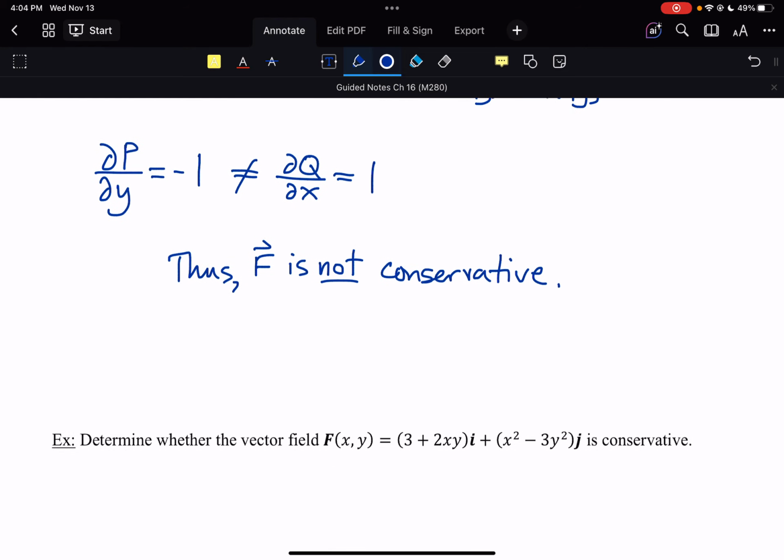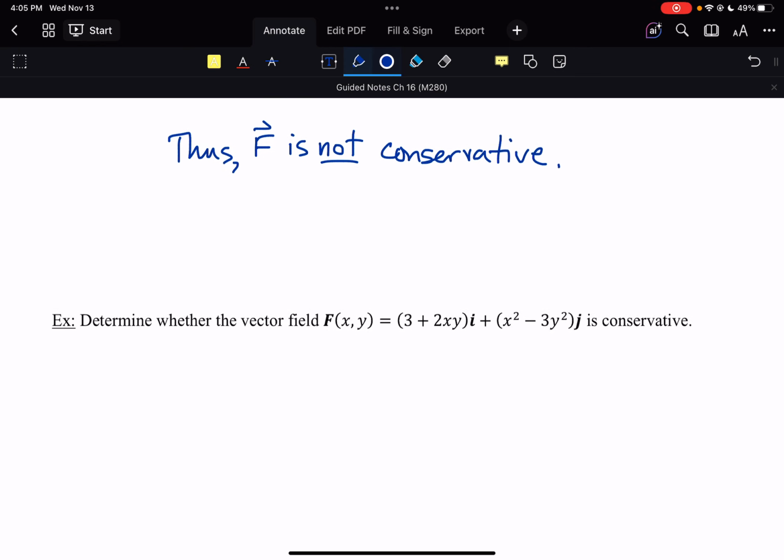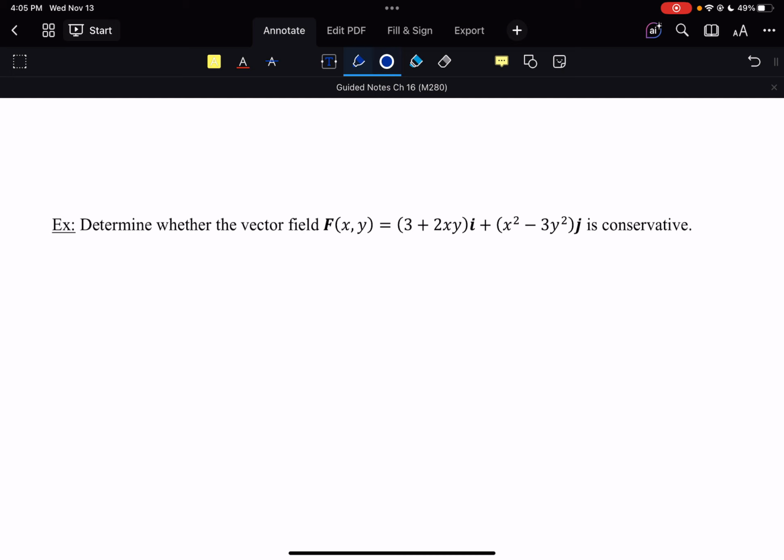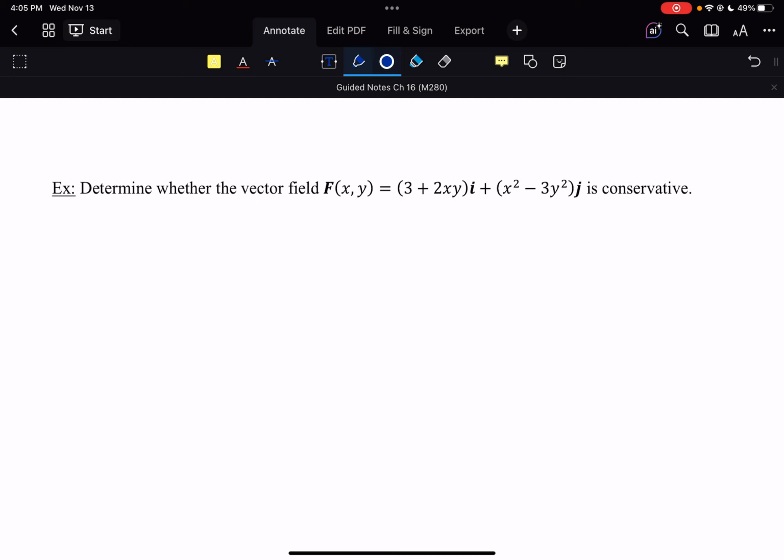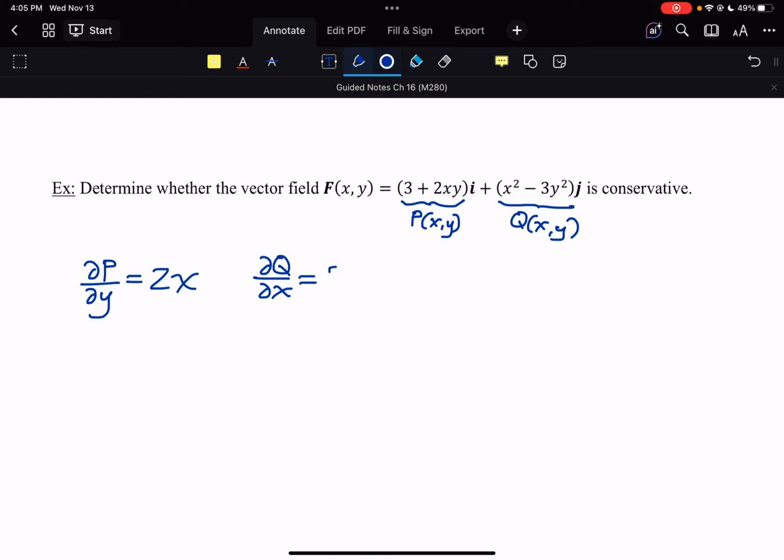Let's try another one. Determine whether this vector field is conservative. So we're going to have our P of x y, our Q of x y. Partial P with respect to y is going to be 2x. Partial Q with respect to x is going to be 2x minus 0, so just 2x.